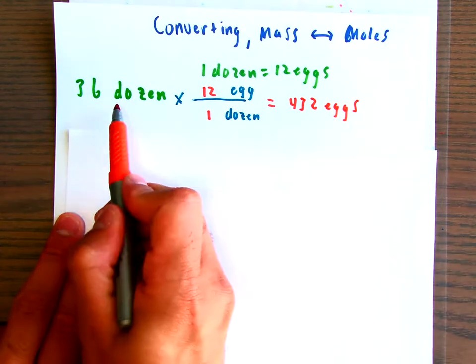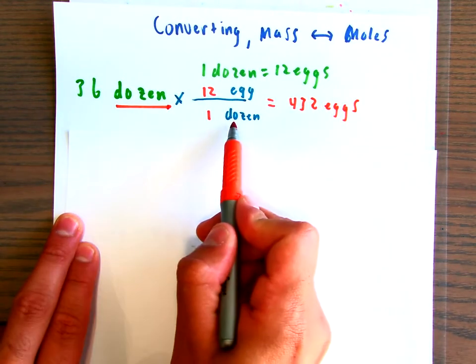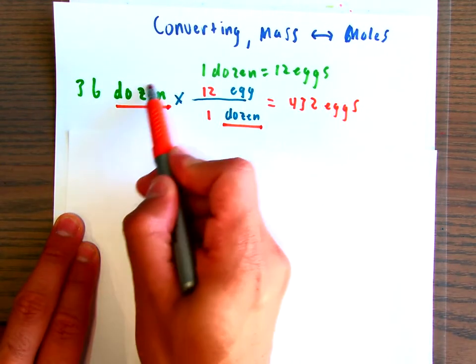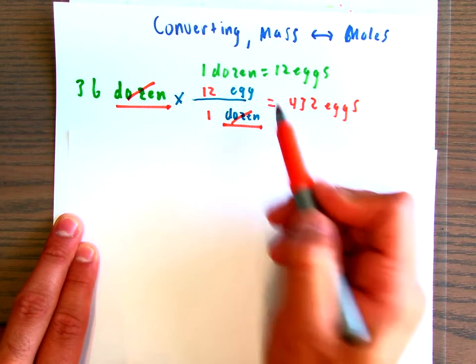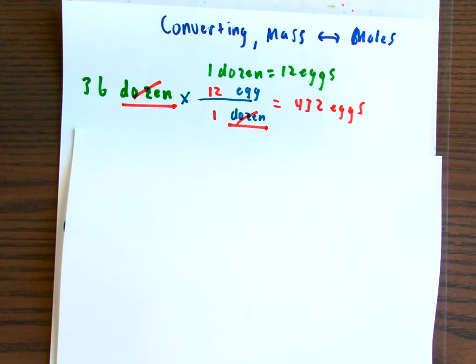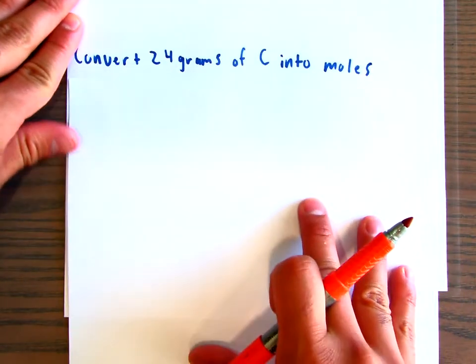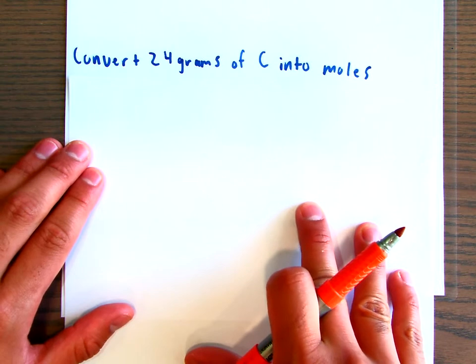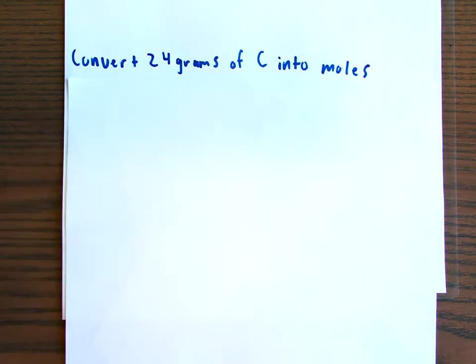Again, this unit always has to be the same as this unit so they can cancel out and we're left with the units that we want. All right, so now let's do a chemistry conversion. I have this problem here. It's asking me to convert 24 grams of carbon into moles.